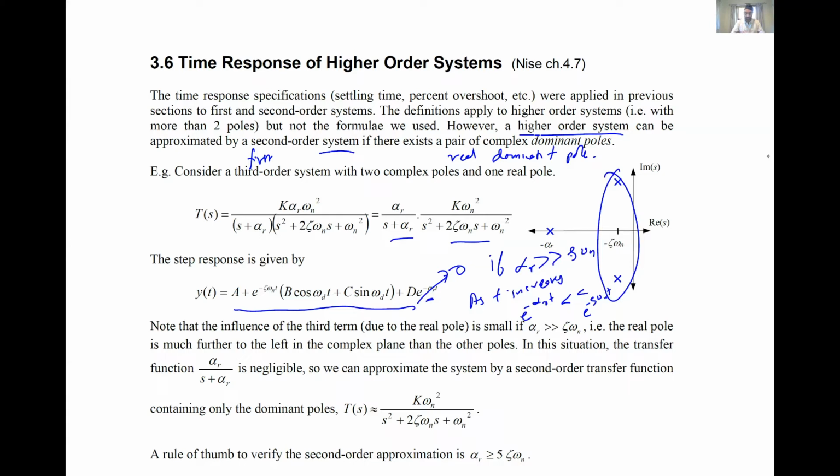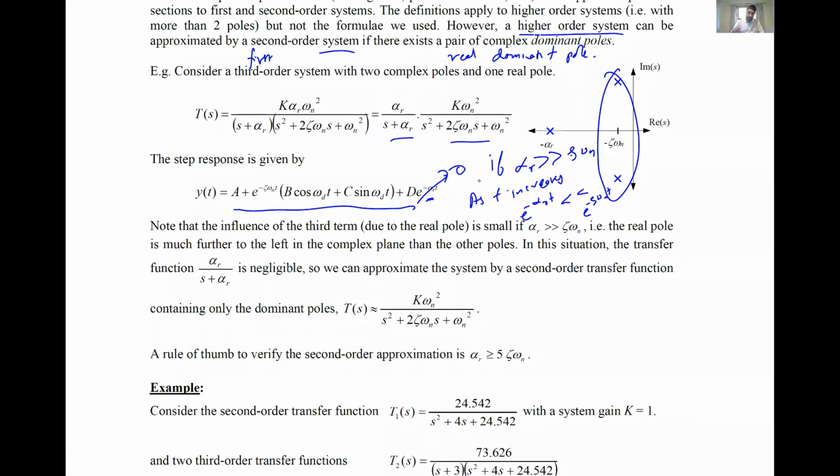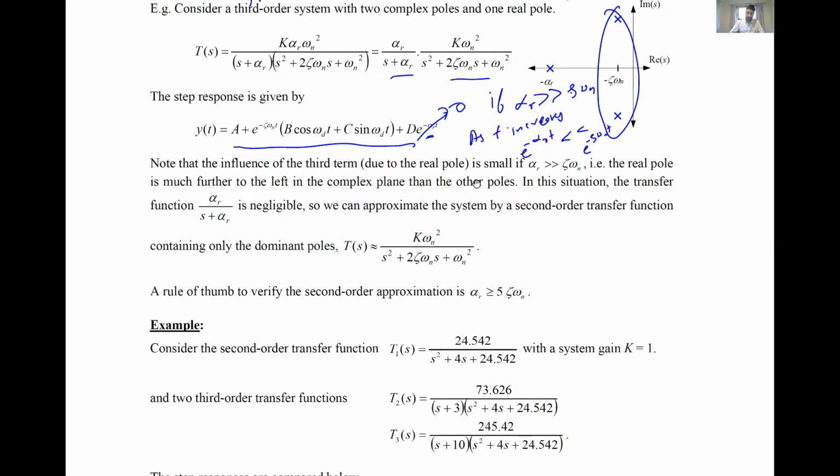So in the end, the response is going to be dominated by whatever is the pole which is closest to the imaginary axis. If it is a pair of complex conjugate poles, we'll end up having a response which is going to be dominated by a pair of complex conjugate poles. If it was just a real pole, then the same thing will hold true. It will just be dominated by an exponential term corresponding to the real pole. So in this case, if we have the original transfer function, which is a higher order transfer function, then we can just approximate it by a second order transfer function, which looks like this.